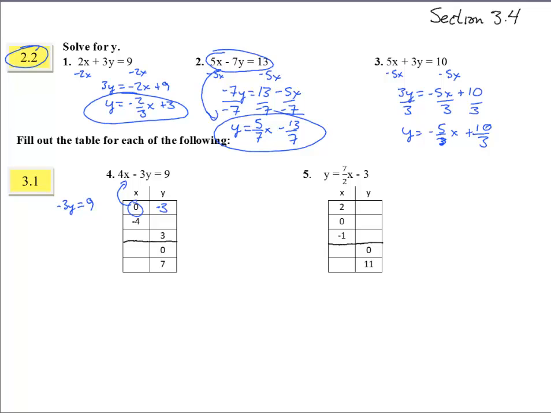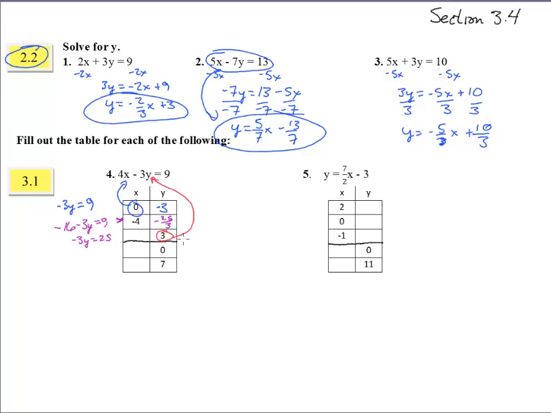Good. The next one, we're going to stick negative 4 in, so we get 4 times negative 4 is negative 16 minus 3y equals 9. Add 16 to both sides, we get negative 3y equals 25. So when we divide by negative 3, we get negative 25/3. Good.